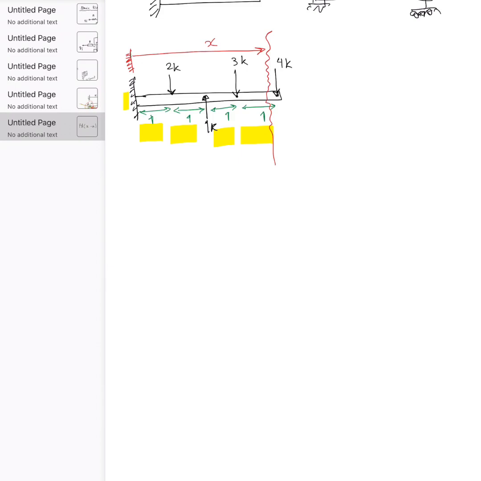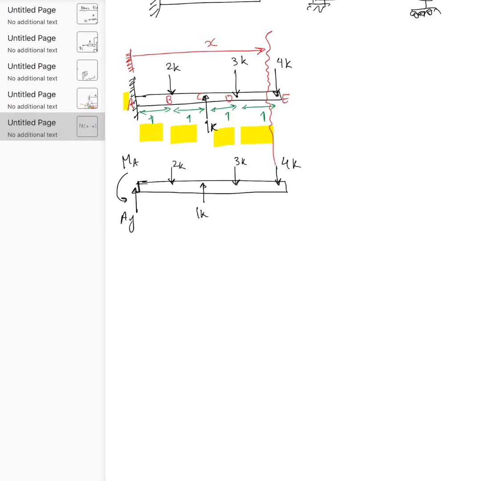So let's say the points are A, B, C, D, E, with A at the wall. So I want to find the reactions in the wall. So here, the wall reaction, I have AY and MA. Fortunately, this is not very user-friendly. M at A and AY. Then I have 2K right here, 1K, 3K, 4K, and all the distances are given.